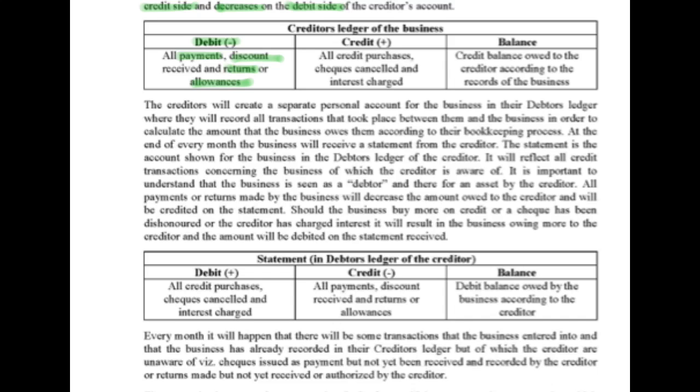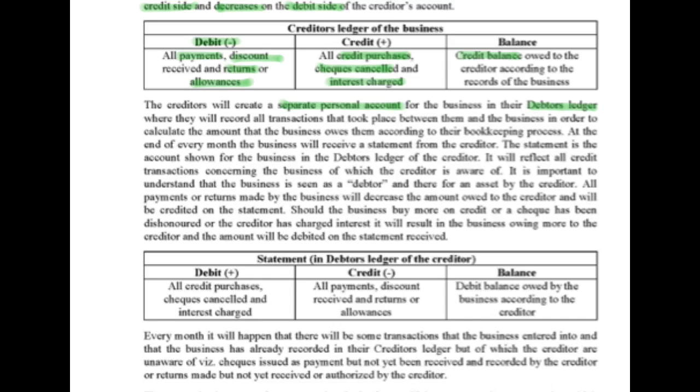So that is when I purchase more on credit, or when my checks are cancelled, so due to RD checks, or when interest is charged. And then the balance column is simply a balance. So it will always show a credit balance, and that is what we owe to the creditor according to the records of the business.